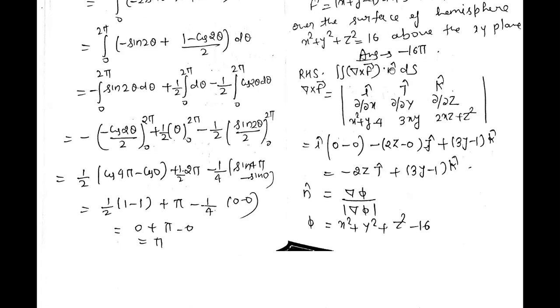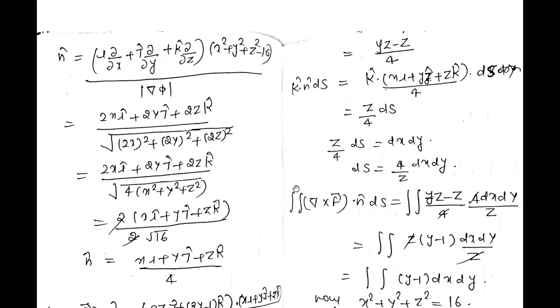Now our next target is to find n cap. So given sphere is x square plus y square plus z square is equal to 16. So this is your phi, given, right? And we know that our n cap is equal to gradient of phi upon modulus value of gradient of phi here. So phi is equal to x square plus y square plus z square minus 16. Now just write the value of grad phi. So grad means i del upon del x plus j del upon del y plus k del upon del z, and n cap means this one upon the positive value of grad phi.